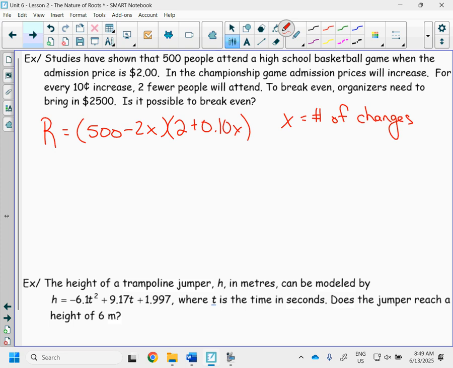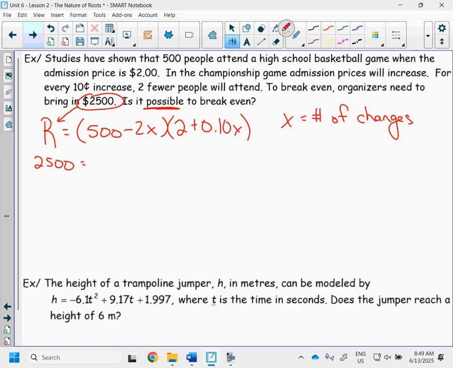To break even, they need to bring in $2,500. Is it possible to break even? So my revenue has to be at least that much. So I'm going to put $2,500 on this side. And the question doesn't say what do I have to charge? It says, is it possible? So really I'm checking, can I solve this?